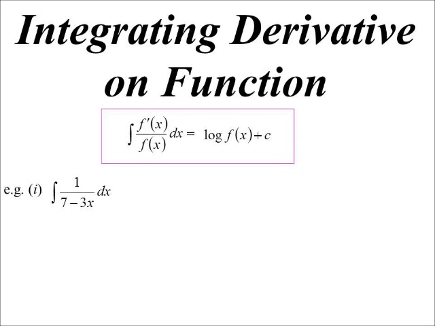Now, how do I know this is a log situation? If I didn't realize it, at this stage, what technique would I use? I'd need to put it into index form. And I'd say 7 minus 3x all to the power of -1. But then how do we integrate that? Add 1 to the power over the power. Well, add 1 to -1. What do you get? 0.